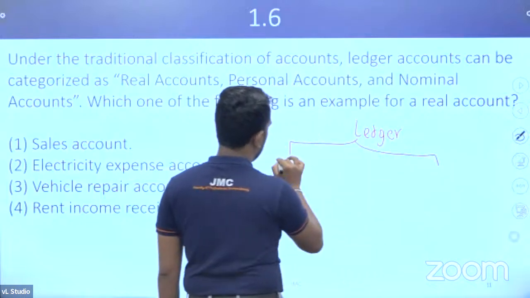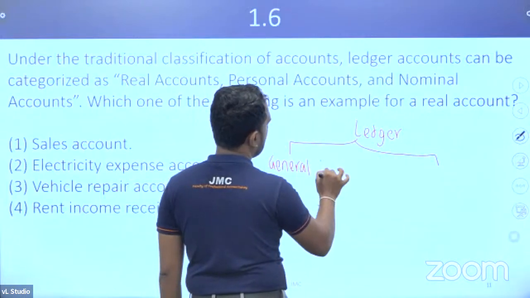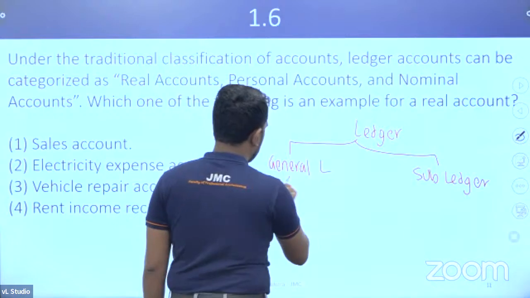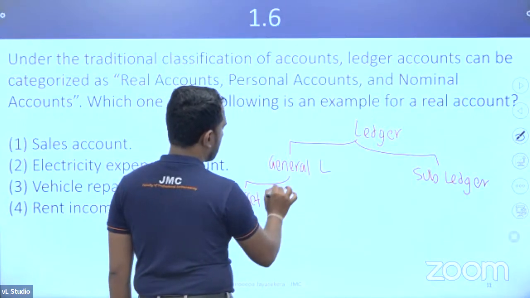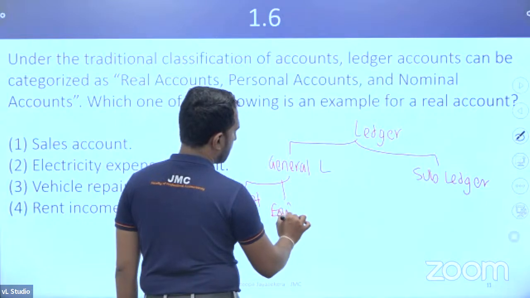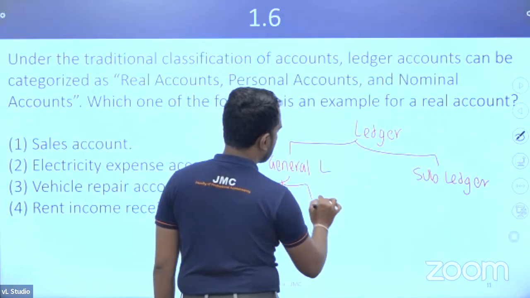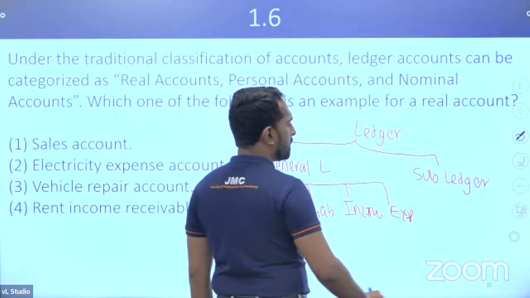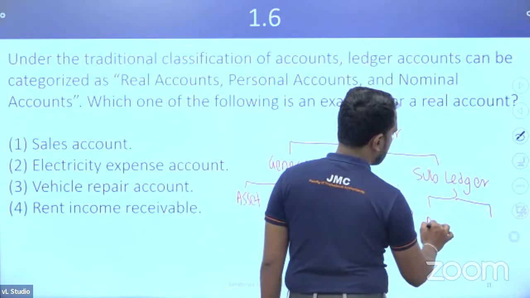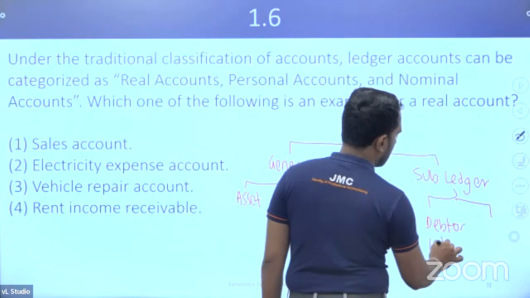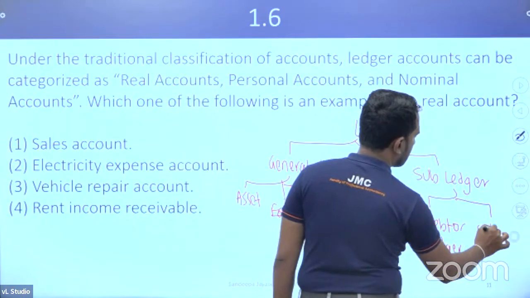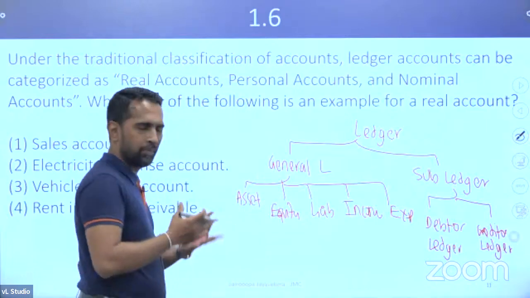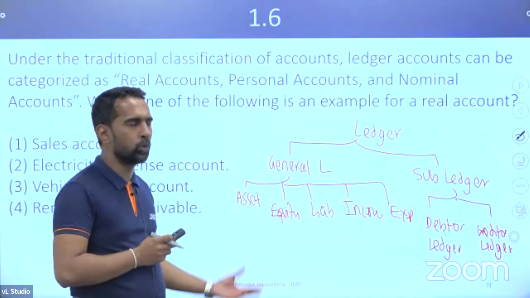The new way of classifying the ledger is that it can be divided into two: the general ledger and the subledger. The general ledger has asset accounts, equity accounts, liability accounts, income accounts, and expense accounts. The subledger can be divided into two as the debtor ledger and the creditor ledger. This is basically the classification we now use.